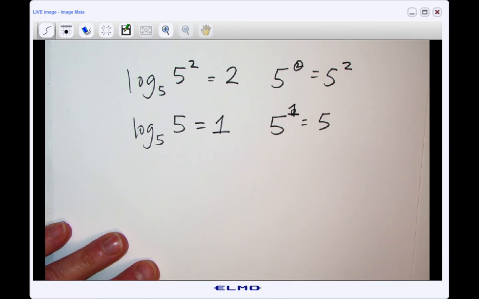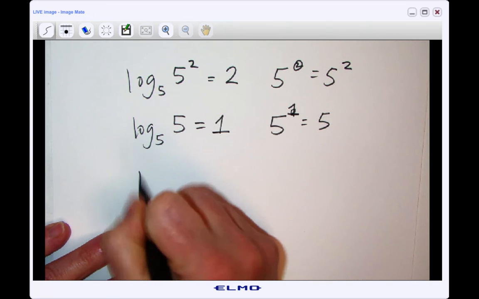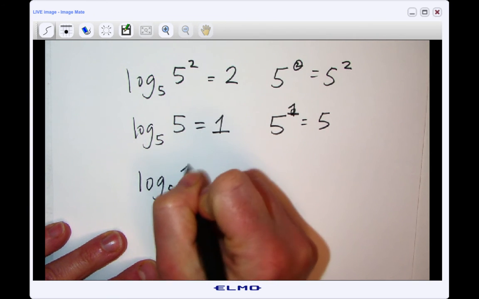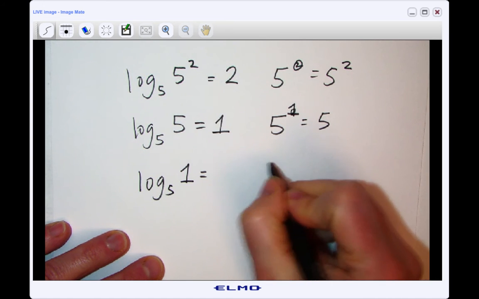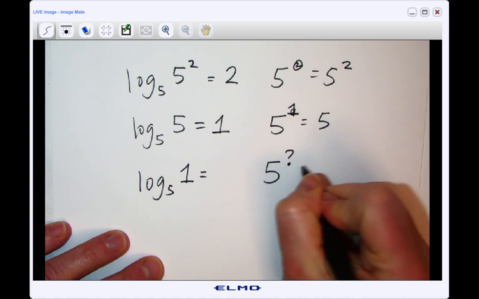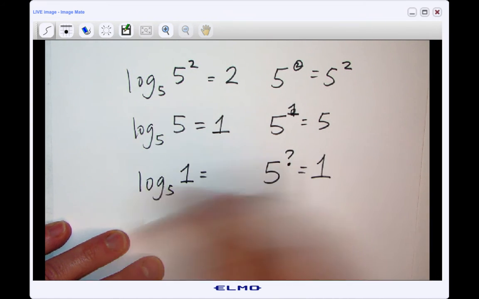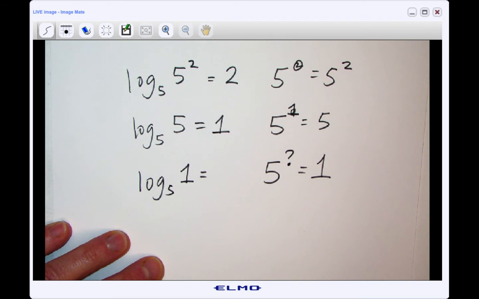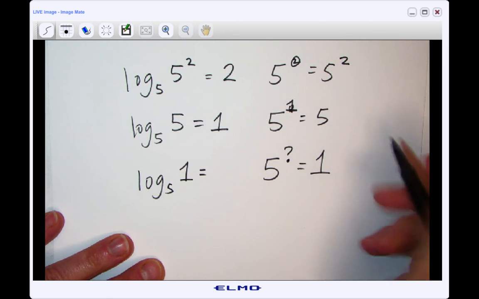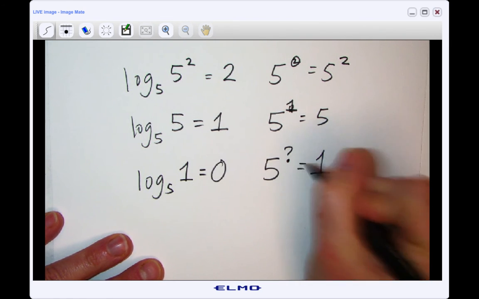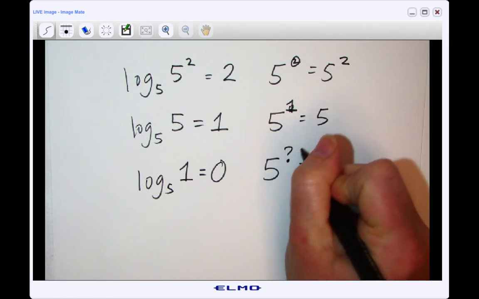All right, ready? Here's a couple more. They get a little bit tricky now. Log base 5 of 1. So this one says, what do I have to raise 5 to get 1? Well, remember, any non-zero number raised to the 0 power is a 1. So 5 to the 0 is equal to 1. So this must be a 0.